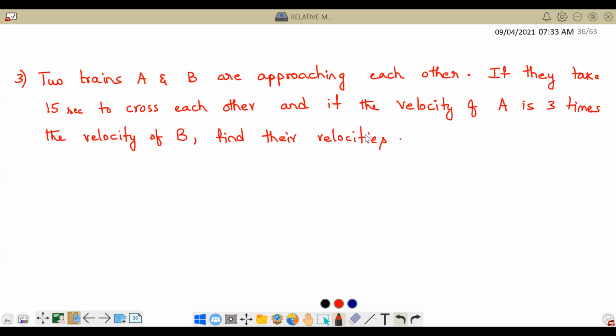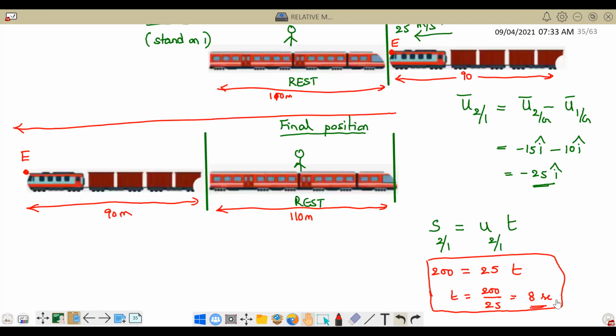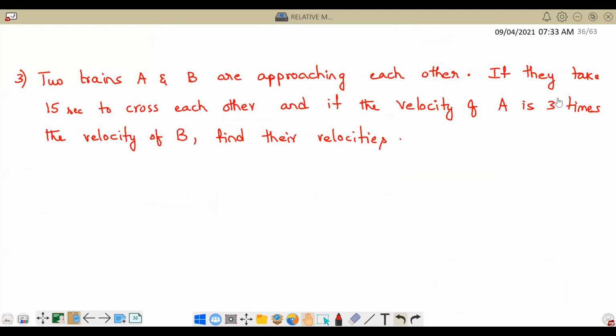Draw the diagram. Getting the answer is not difficult, very easy. But understanding the problem is very important. So there are two trains which are approaching each other, and if they take 15 seconds to cross each other, that means in the previous problem, this time I have given. Now you are asked to calculate, and if the velocity of A is 3 times the velocity of B, find their velocities.